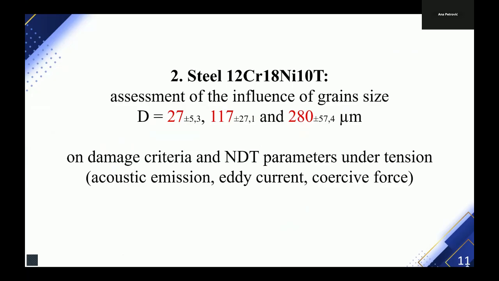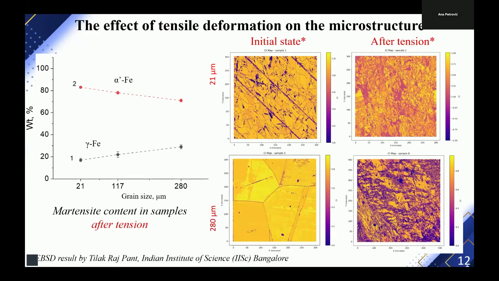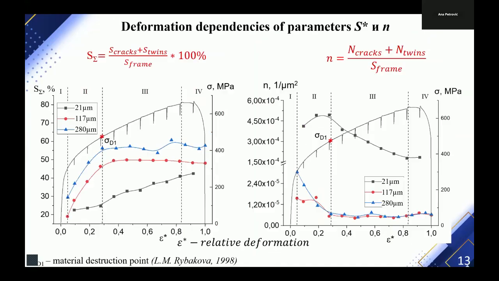The second experiment was provided with stainless steel with three types of grain size: 27, 117, and 218 micrometers. First of all, here you can see the results of EBSD analysis provided by our Indian colleagues. You can see the microstructure of the material in the initial state and in the state after tension. We find the biggest number of martensite in the material after tension with 218 micrometers grain size.